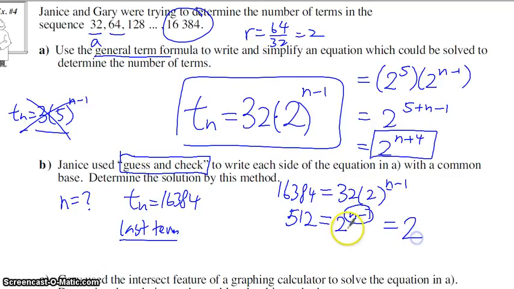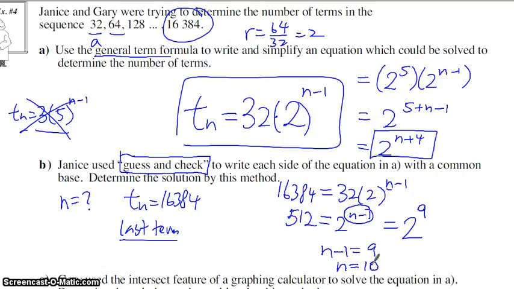Okay, 2 to what power gives you 512? The answer is 9. 2 to the power of 9 gives you 512. So if 2 to the power of 9 gives you 512, and the exponent is n minus 1, which means the exponents are the same, therefore, what n value gives you a 9 there? When n is 10.